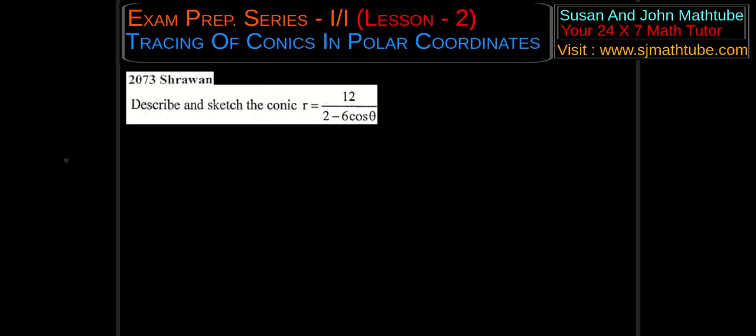So, as before, I have a question from 2073. Describe and sketch the conic r is equal to 12 by 2 minus 6 cos theta. And one very important thing, if you are watching this lesson for the first time without watching lesson 1, I strongly recommend you pause the video right now and watch lesson number 1, because it's just a continuation. And if you don't watch lesson number 1, you will not understand many of these things.